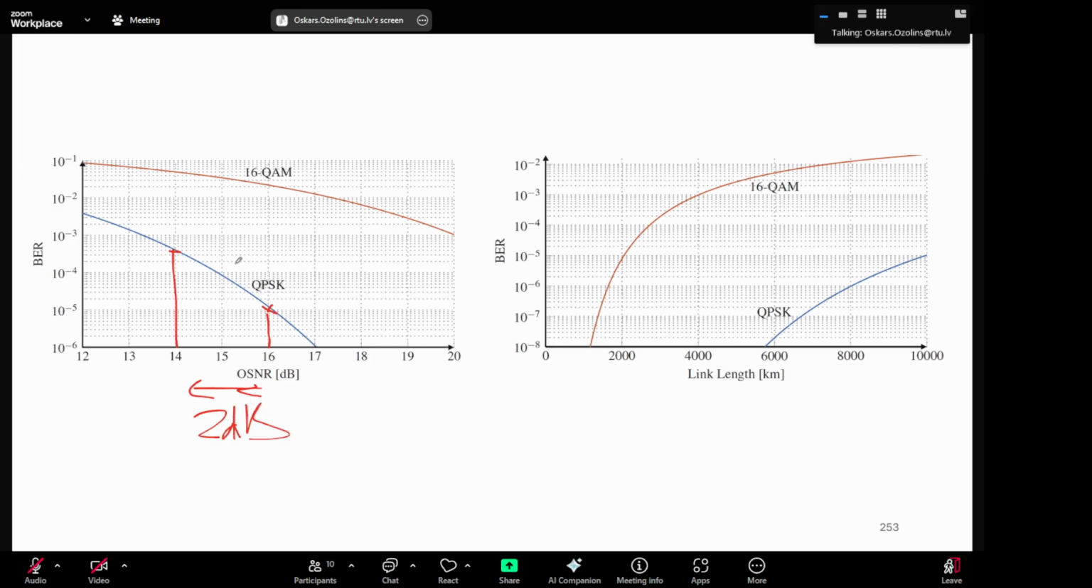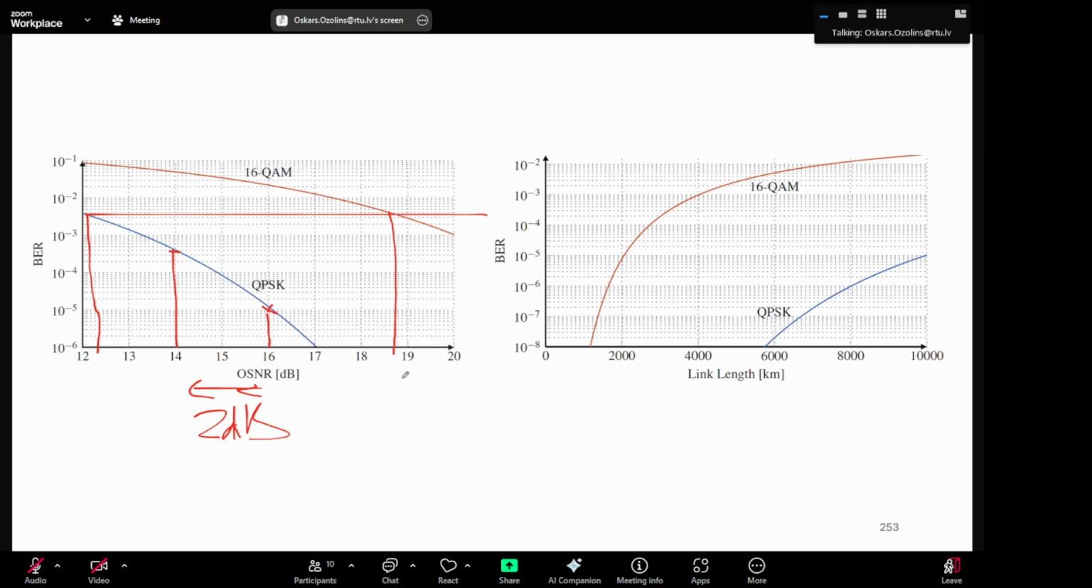But in order to run 16 QAM at, sorry, hard FEC is somewhere here. So in order to run 16 QAM at hard FEC, you need something like 18, almost 19 dB. So that's 19 dB optical signal to noise ratio. That's much more. So we have these typical curves in intensity modulation direct detection systems.